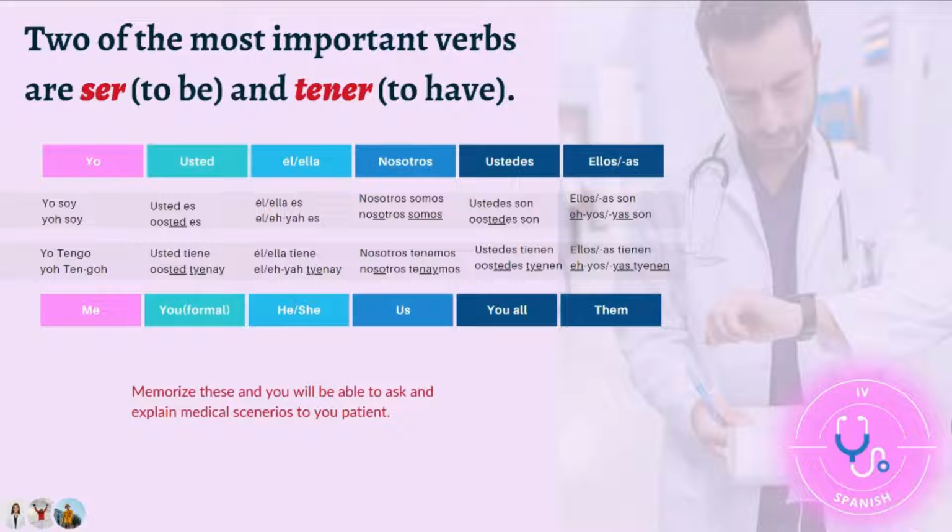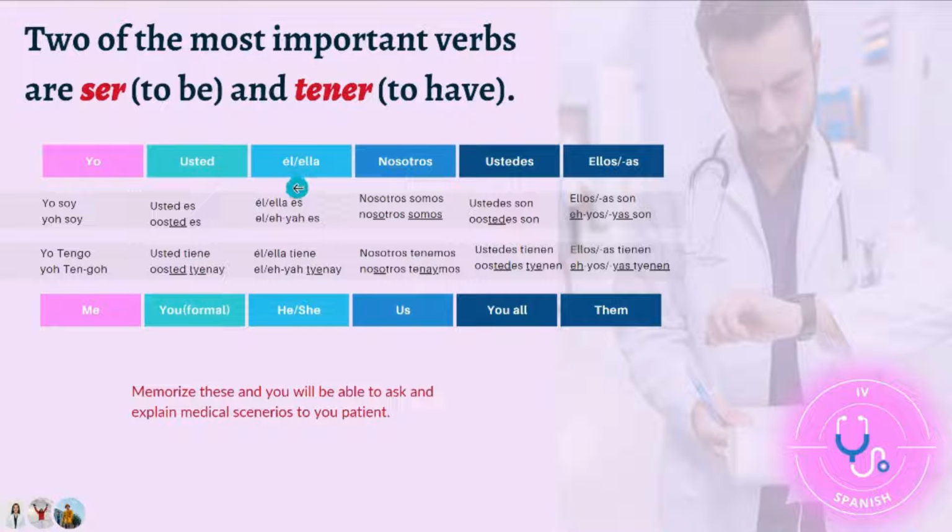Now, notice how we have the me, you, he, she, us, you all, and them format. In Spanish, yo, usted, él, ella, nosotros, ustedes, ellos. So if you want to say I am, that would be yo soy. If you want to say I have, that would be yo tengo. If you want to say you are, usted es, or you have, usted tiene.